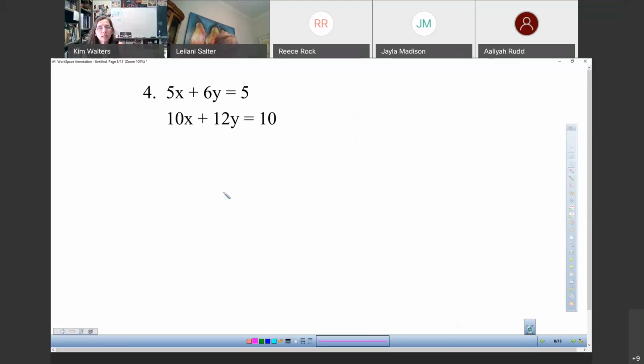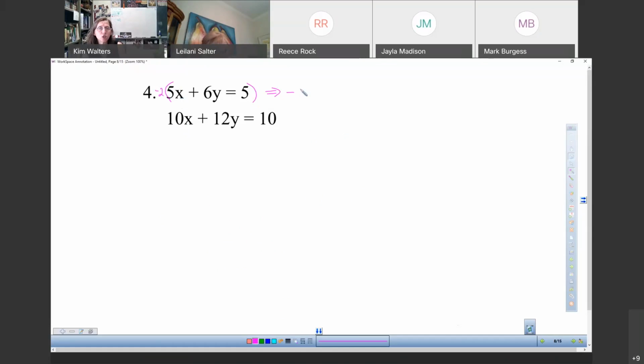Very similar question, except I could just multiply one of these two equations by something. Somebody offer me a suggestion. I just want to multiply one equation by something. The top one by -2? Yes, we're going to take the top equation and multiply it by -2, because that's going to give me a -10x, so that I have this positive 10x down here, and that's going to be really nice.